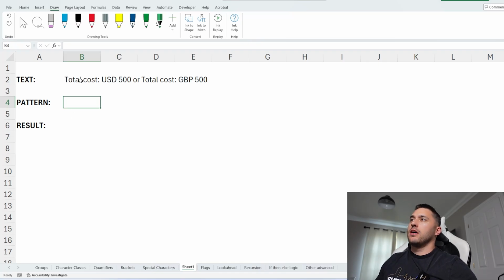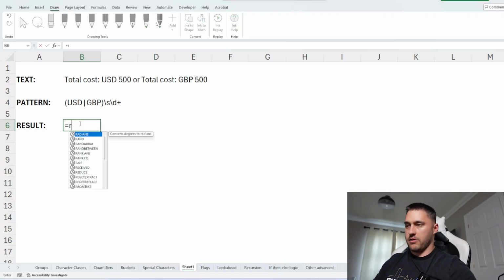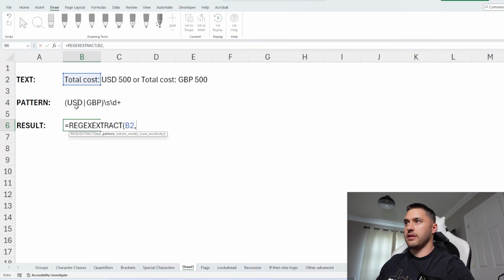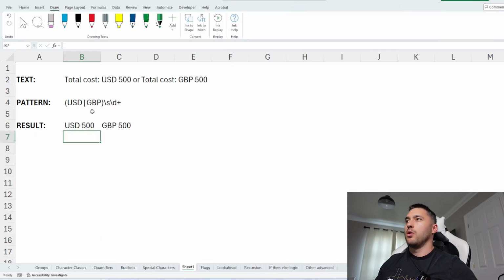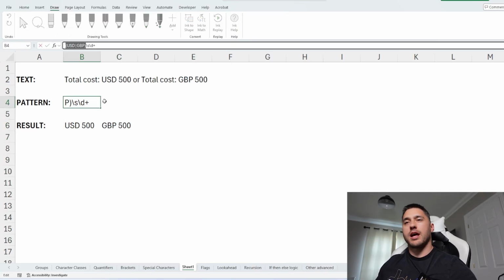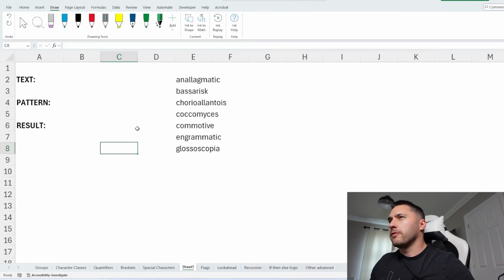Now let's just do a couple of other quick examples with capture groups. Here we have US dollars and GBP 500. If you want to extract both of those, we can put all statements inside capture groups. So we can say US dollars or with a pipe GBP. And then we can have white space, \s, and then \d plus any number of digits, then REGEXTRACT from this pattern, this all matches, we get our values out. So you can group a number of things with the OR operator inside capture groups. That's quite useful.